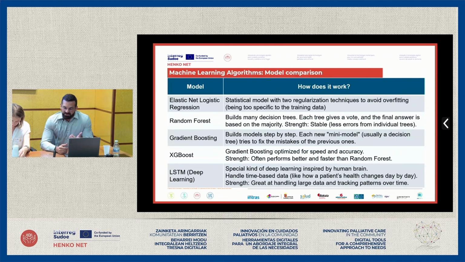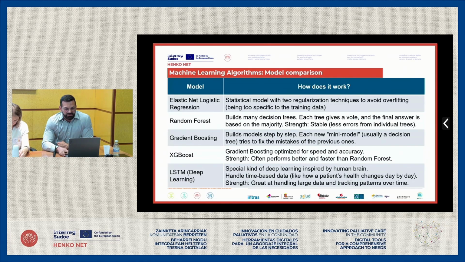And the last step is what we are speaking about when we are talking about deep learning. This is a special kind of model inspired by the human brain. It works with time-based data. It is able to forecast how the patient's health will change day after day. And the strength is that it is great to handle large data and track patterns over time. So this is how this machine learning works.